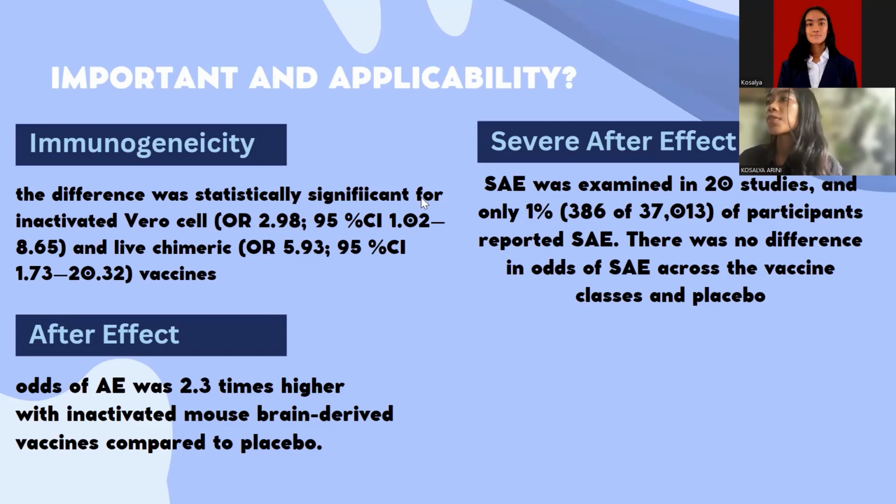For severe adverse effects, they examined and found that only 1% had severe adverse effects, and there was no difference in odds of severe adverse effects between the vaccine classes and placebo for every type of outcome. The odds of effects was 2.3 times higher with inactivated mouse brain-derived vaccine compared to placebo. So this means that the results are important, as they show statistically meaningful results from the odds ratio and 95% confidence intervals.